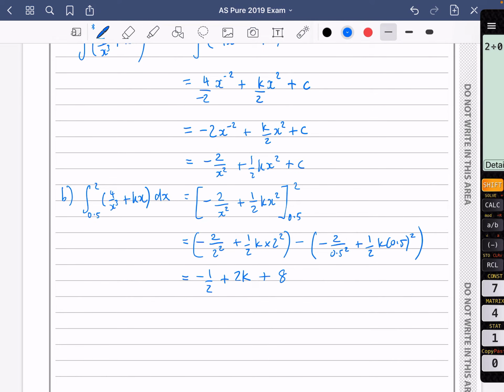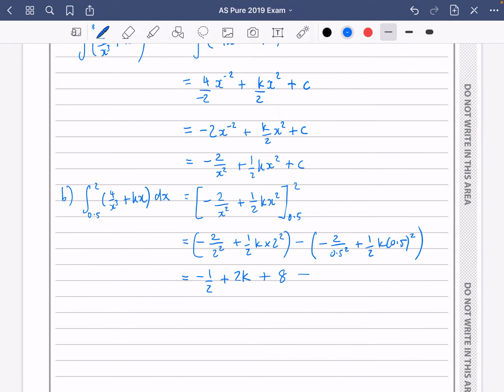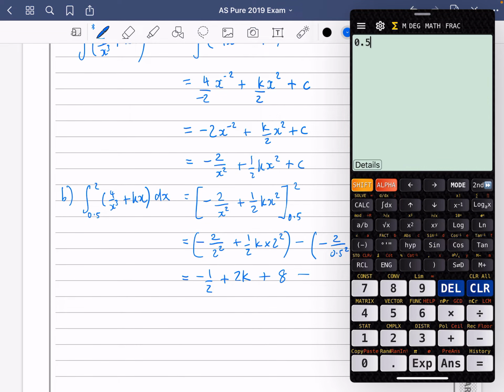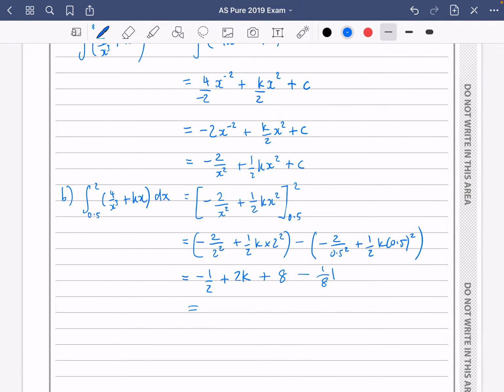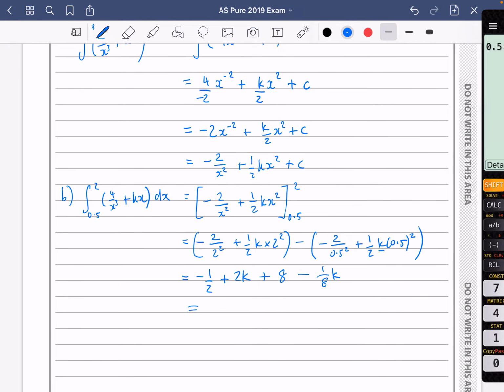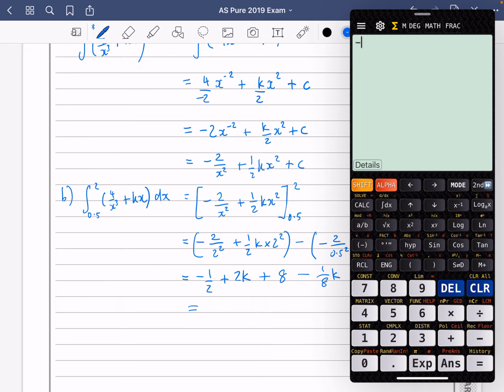And again, I've now got a negative and a positive, so it's going to be a negative here. I've got a half times 0.5 squared. So that's a half times 0.5 squared, which is an eighth. So I'm going to just simplify this. So I have that, oh, not an eighth, sorry, it's an eighth k. Don't forget that there was a k there. So I'm just going to simplify this by doing the minus a half plus 8, which is 15 over 2. And then I've got 2k minus 1/8 k, which is positive 15 over 8 k.